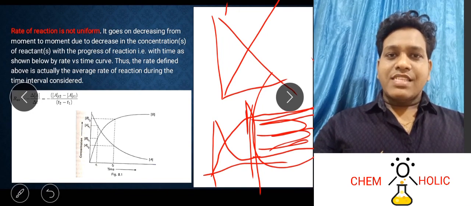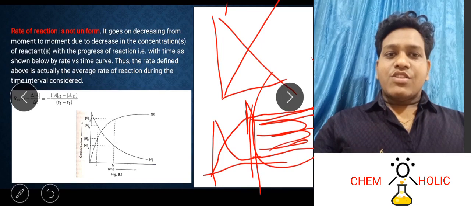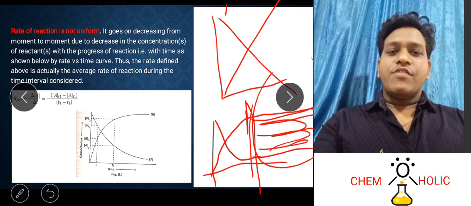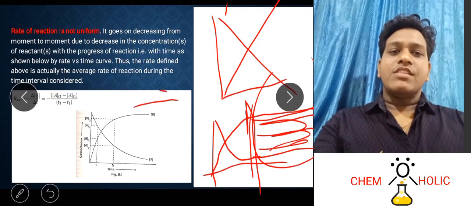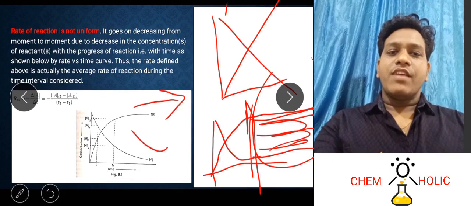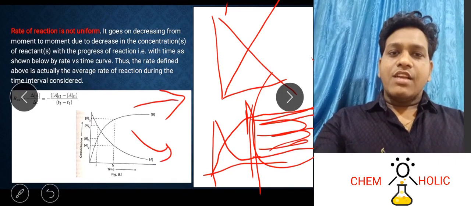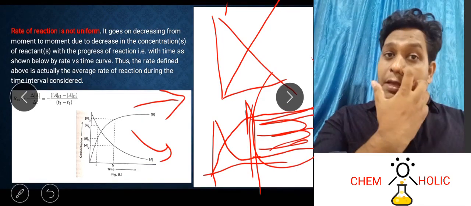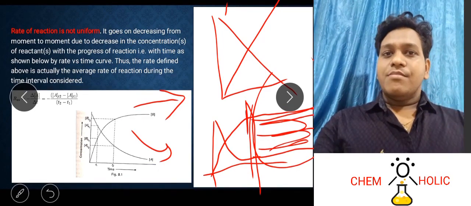And as we can see, there is a graph, and with the help of the graph we can see the concentration of A is decreasing and the concentration of B is increasing. So in the graph you will be able to identify that the concentration of B is increasing and the concentration of A is decreasing. It is not uniform; you have to keep in mind that the rate of reaction is not uniform.